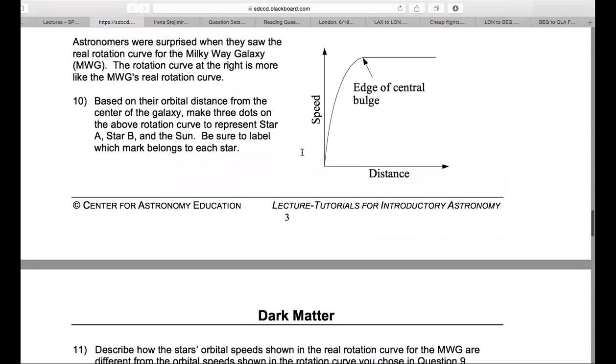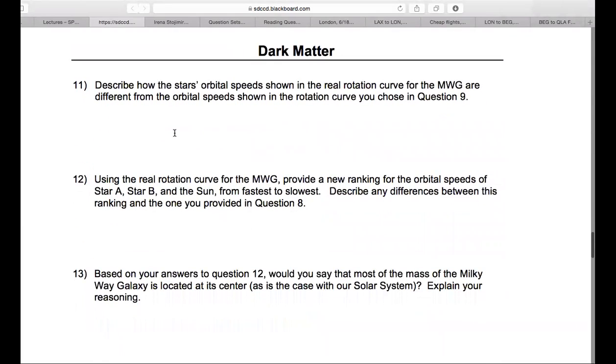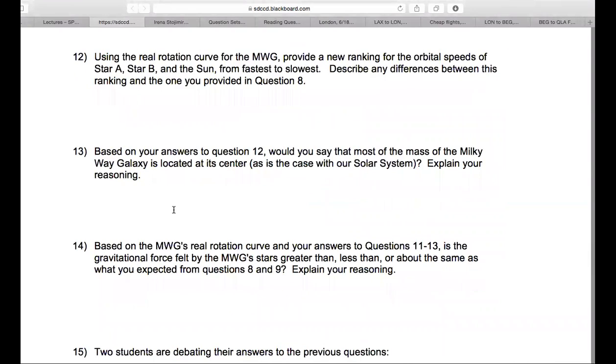Okay, so that would be it, and so then what do you see actually about these stars? So here are all of these questions you have to answer. Describe how the stars' orbital speeds shown in the rotation curve for the Milky Way galaxy are different from the orbital speeds shown in the rotation curve in question 9. They are about the same. Yeah, very good. They're about the same. And so is that different than the solar system? Yes. Very good, because in the solar system you expect them to decrease. Okay, how about question 12? You already said they're about the same, right? They move at about the same speeds.